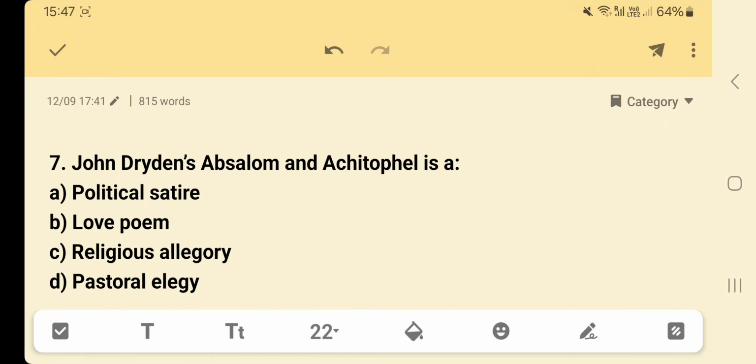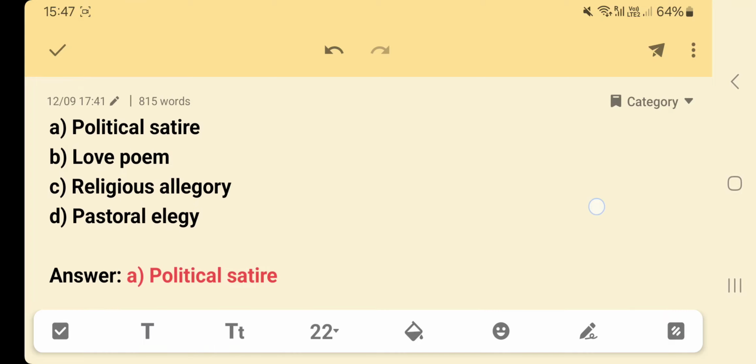John Dryden's Absalom and Achitophel is a option A, political satire. Option B, love poem. Option C, religious allegory. Option D, pastoral elegy. Answer: option A, political satire.